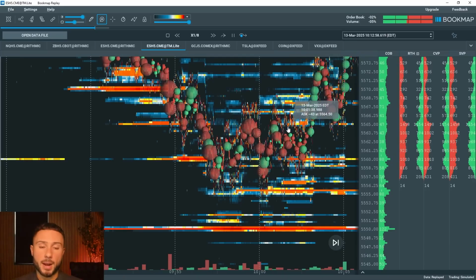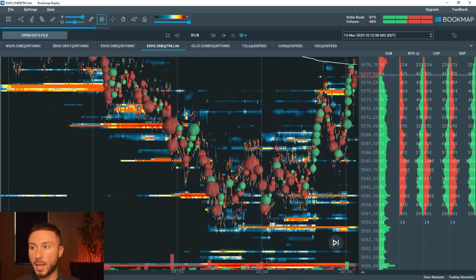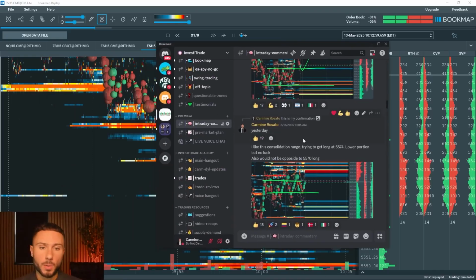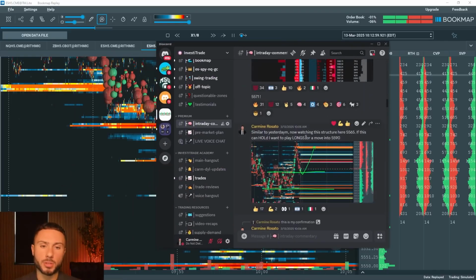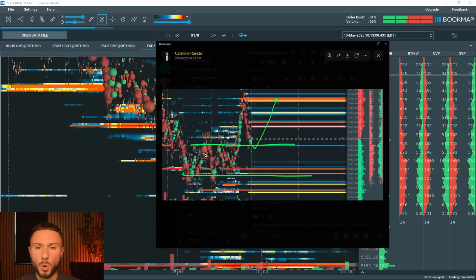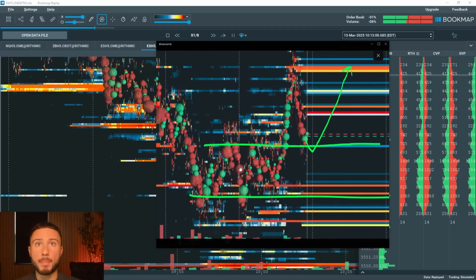Now here's another setup that I took on the S&P 500, and this was just simply longing a pullback into what I call market structured demand. So in the Discord, every day I post what I'm watching, my analysis, everything like that. But what I was watching for was what I call market structured demand.